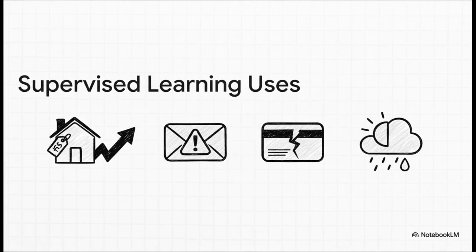Think about predicting house prices. A model gets fed a ton of data about past home sales, square footage, number of bedrooms, location, along with the final sale price. It learns the patterns. Spam detection, fraud detection, even weather prediction, it's all the same idea.